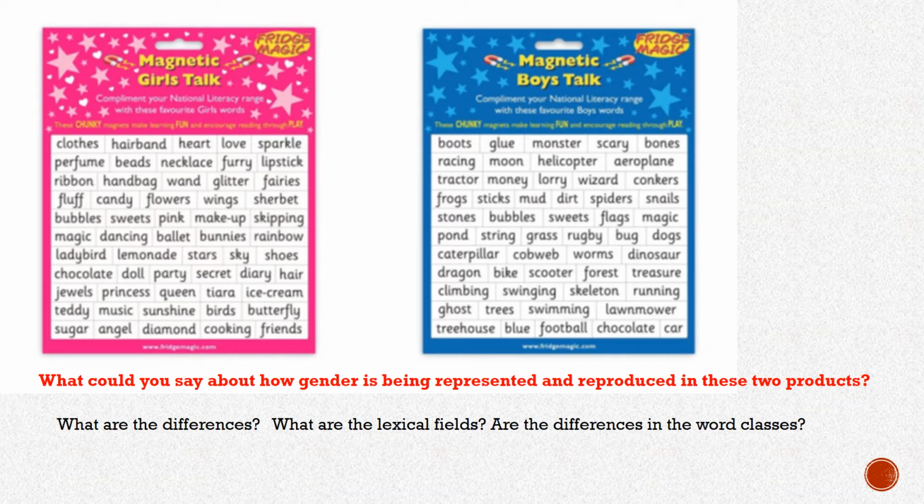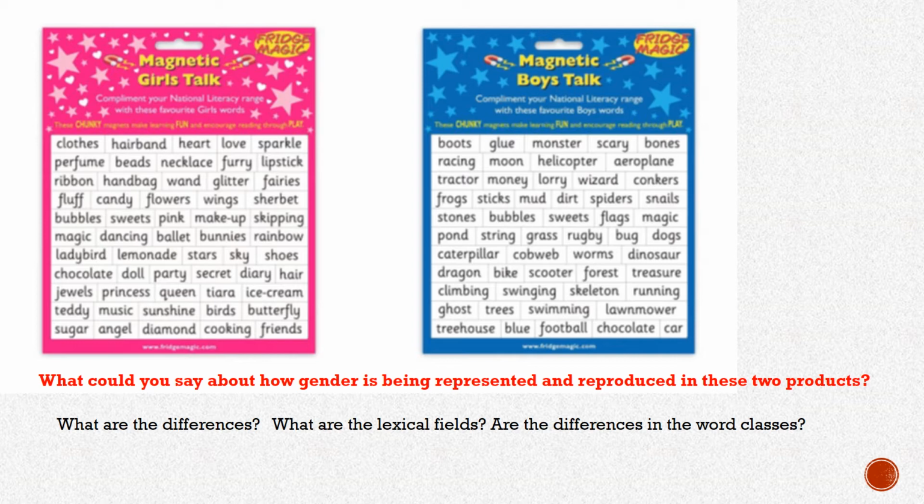Another task for you to think about, here are 2 different products that were advertised on the Amazon website. One of them is a set of fridge magnets called Girls Talk, and another one a set of fridge magnets called Boys Talk. And I want you again to pause the video now and have a think about how these 2 different products are presenting these 2 different genders.